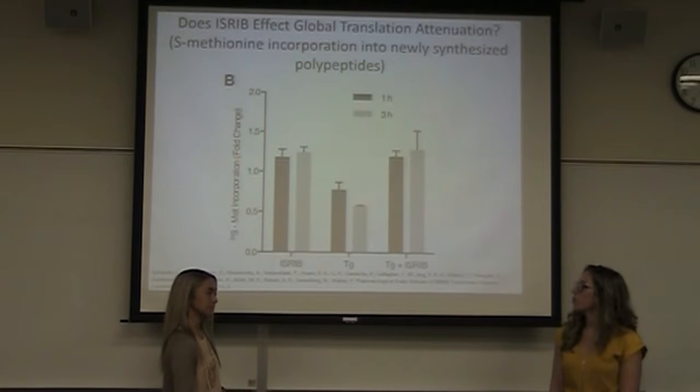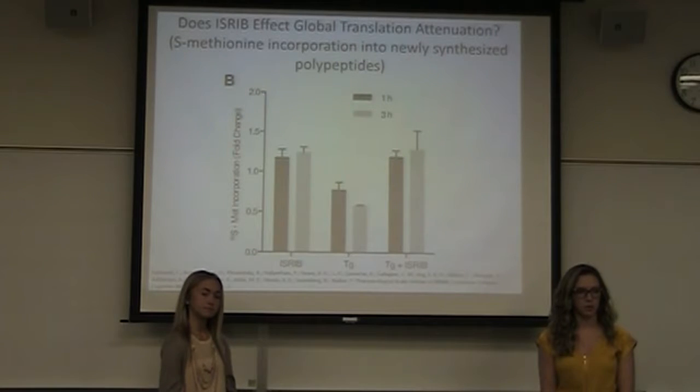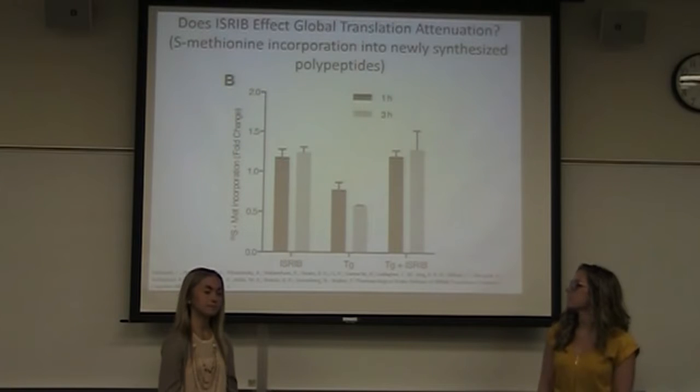Good. So overall, to summarize what we went over so far, they realized that RIB actually isn't inhibiting the ISR, but rather is just preventing the cells from responding to the ISR, which is pretty interesting.